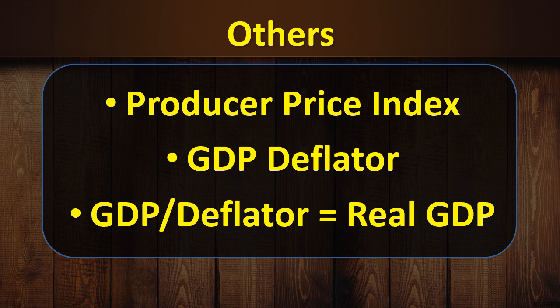Then the second index we use is called the GDP deflator. The GDP deflator is what turns GDP into real GDP. Really, though, we calculate that backwards. We calculate GDP, we calculate real GDP, and then we do algebra to figure out what the deflator is. So it's kind of cheating.